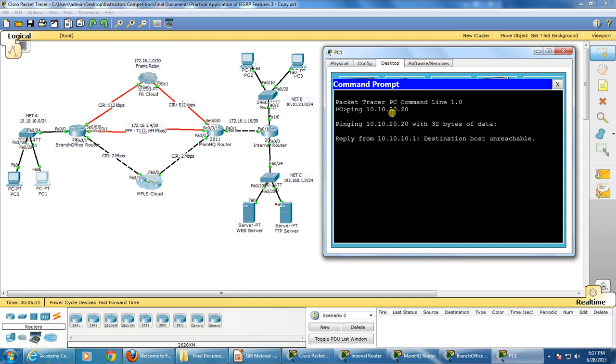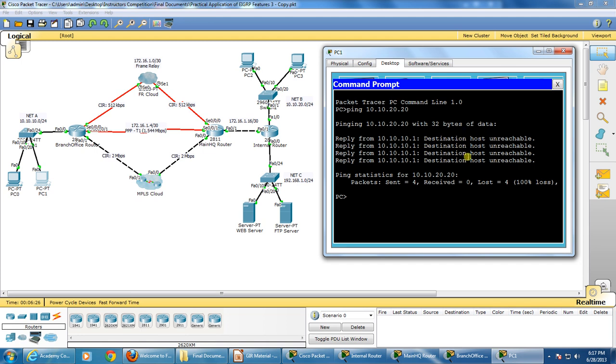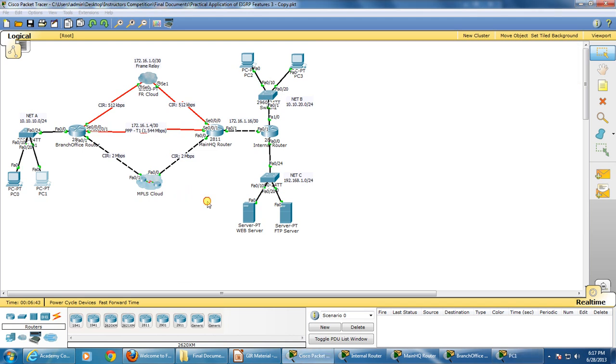Again, as I have said, there's no connection. It says here destination host unreachable, and for 192.168.1.20, again, there's no connection at all. It's a request timeout. So how are you going to solve this problem?